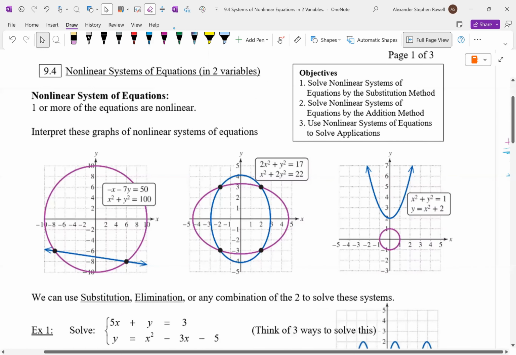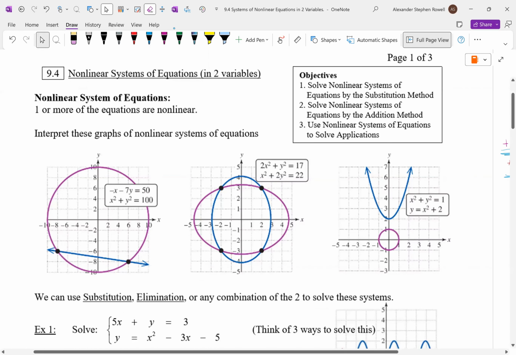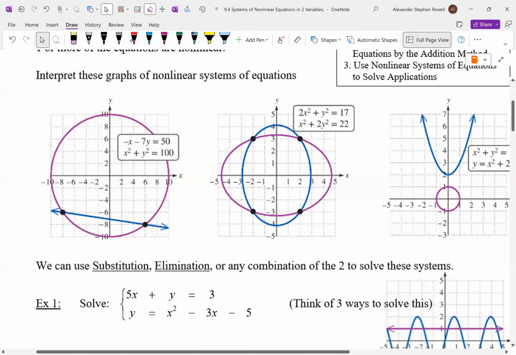Let's go ahead and start with section 9.4 on nonlinear systems of equations. Nonlinear means now our equations could be curvy, right? We could have circles, parabolas, all kinds of things. In systems of equations, we're trying to find out where are the points they have in common, or where do these graphs intersect?